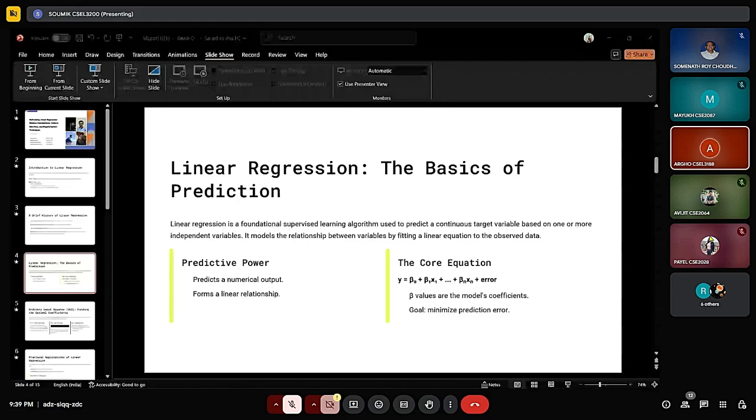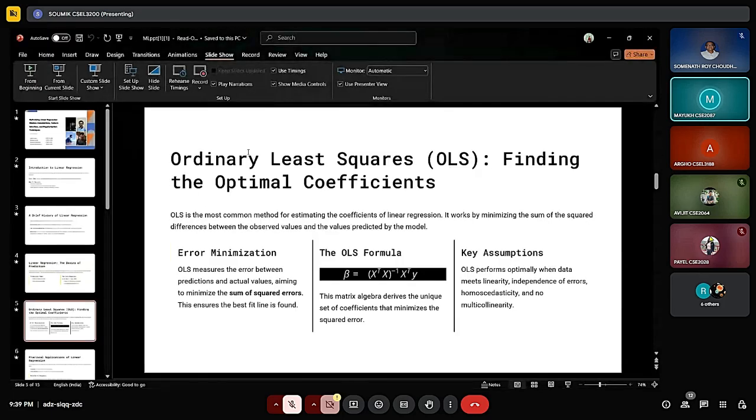Show me the next slide. Go out from full screen mode and then change the slide. It's not working if you change it in the full screen.